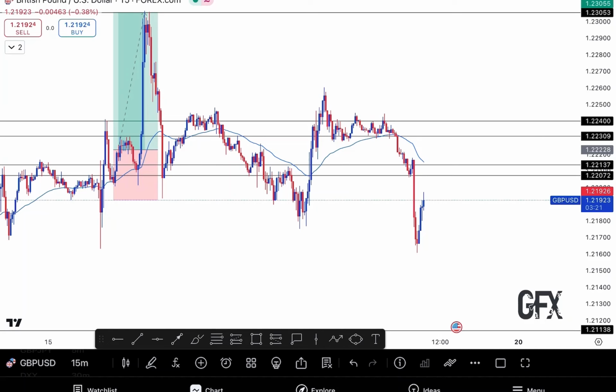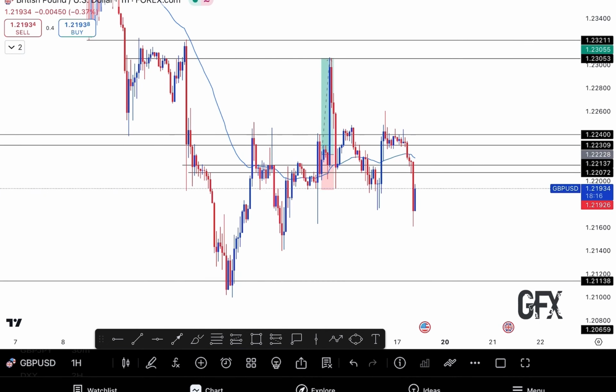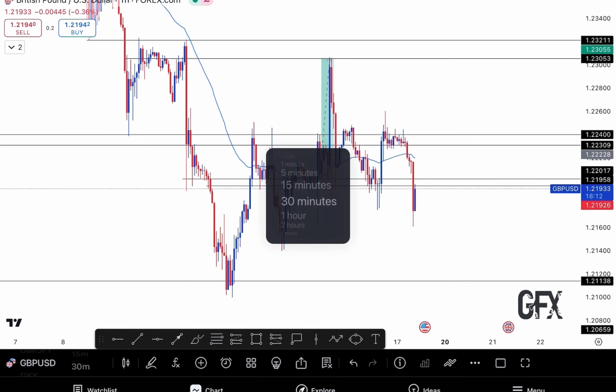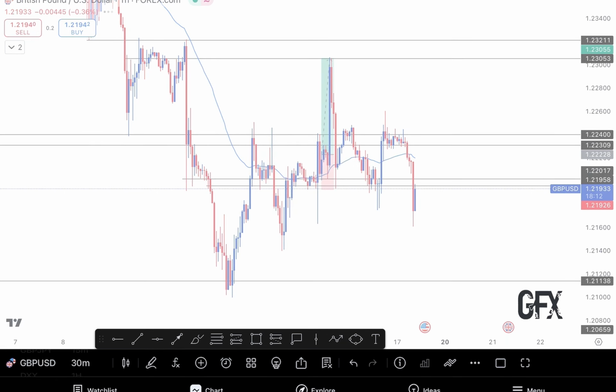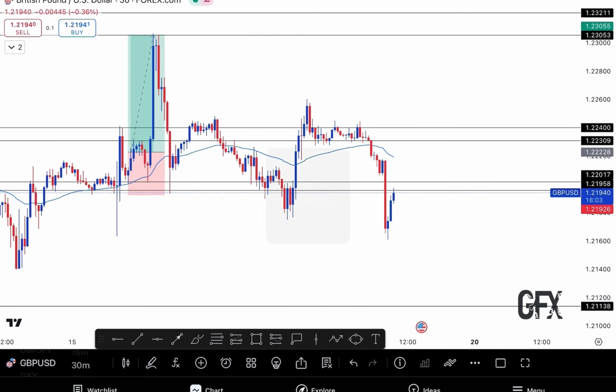Okay, look at this one now. Look at this setup now. As you can see properly, we just took out this low here on the 1 hour, and we are getting that retest on the 30 minutes time frame. Let me show you. Okay, getting that on the 30 minutes.